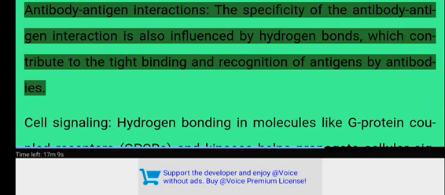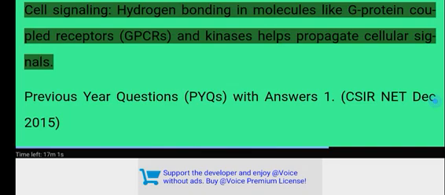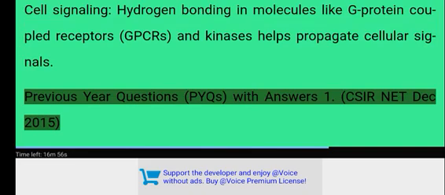Antibody-antigen interactions. The specificity of the antibody-antigen interaction is also influenced by hydrogen bonds, which contribute to the tight binding and recognition of antigens by antibodies. Cell signaling. Hydrogen bonding in molecules like G-protein coupled receptors, GPCRs, and kinases helps propagate cellular signals. Previous year questions, PYQs, with answers. 1.